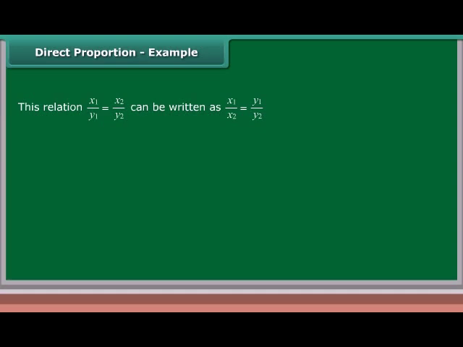This relation, X1 upon Y1 is equal to X2 upon Y2, can be written as X1 upon X2 is equal to Y1 upon Y2. X1 is to X2 is equal to Y1 is to Y2. 50 is to X2 is equal to 35 is to 45. X2 is equal to 50 into 45 upon 35, which is equal to 64.2 meters.